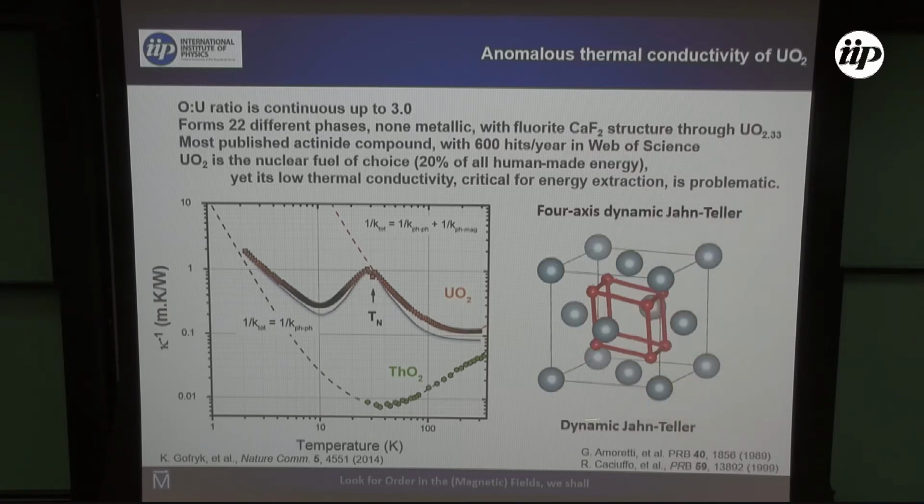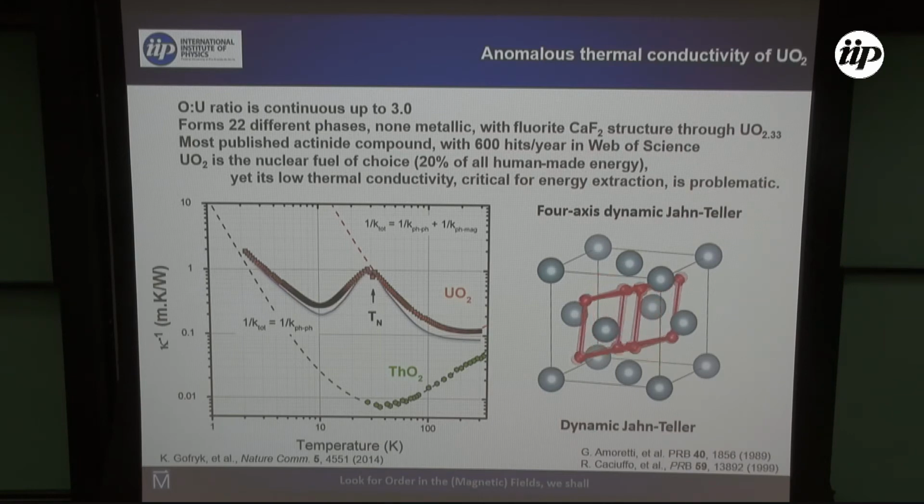So a number of authors, including Amoretti and Caciuffo, again in Italy, have proposed from neutron scattering experiments that there is a mode of the oxygen atoms. It's a Jahn-Teller distortion, a dynamic Jahn-Teller distortion that is a candidate to scatter phonons and reduce the mean free path.